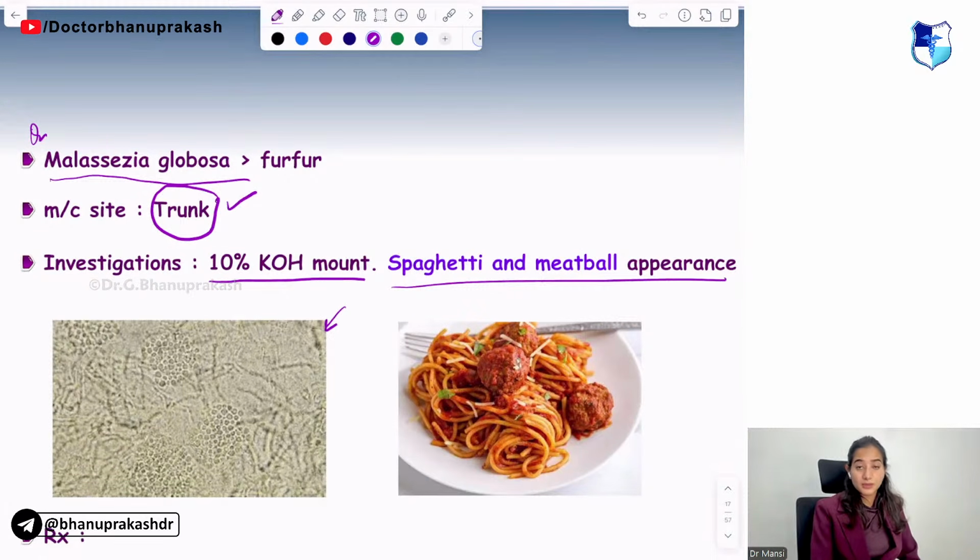So when you make up this 10% KOH mount, you get this kind of an image where you can compare it with spaghetti and meatball, where the fungal spores are compared with the meatball and the short hyphae of the fungus are compared with the spaghetti.